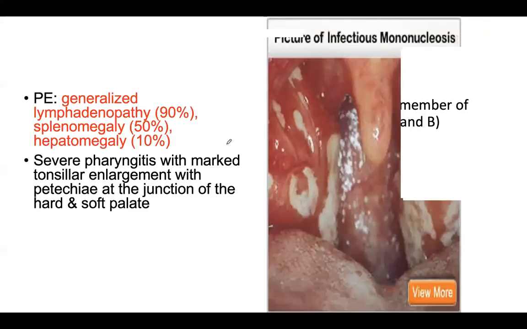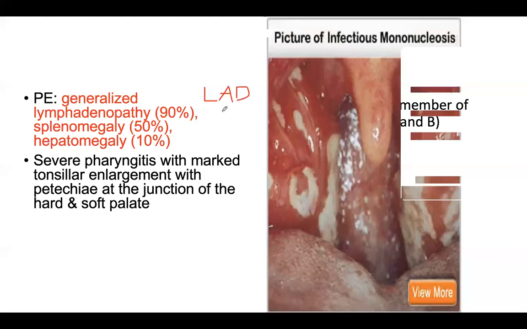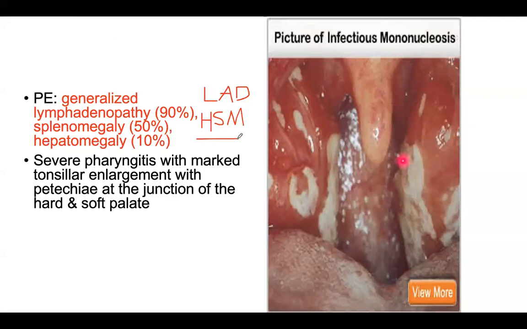Now, here, you have your presentation of infectious mononucleosis. There's lymphadenopathy. There's usually splenomegaly. There's usually hepatosplenomegaly, actually, with involvement of the spleen more common. There's usually exudative tonsillitis, which is the classic picture. There's going to be pharyngitis.